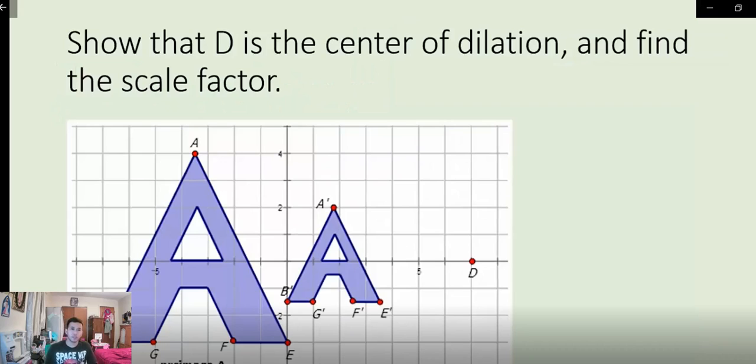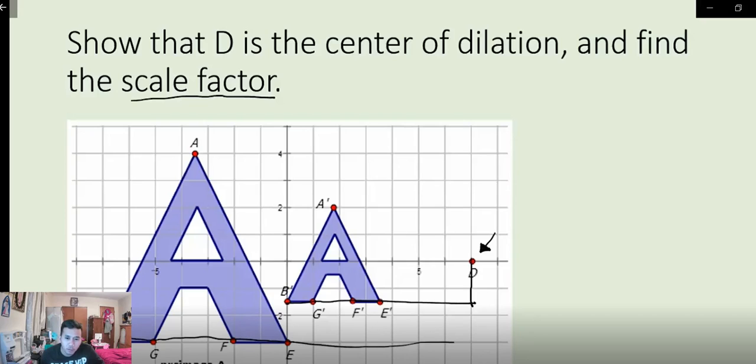There. Right, next, show that D is the center of dilation and find the scale factor. So we'll be looking at the scale factor here. That is the center of dilation, which is point D. If you just draw a line, it's a lot easier in here. So we're proving that D is the center of dilation, and then what the scale factor will be. From the center of dilation, you just draw a line, and then let's see if they are proportional. It's 1 and 2. It's 0.5.